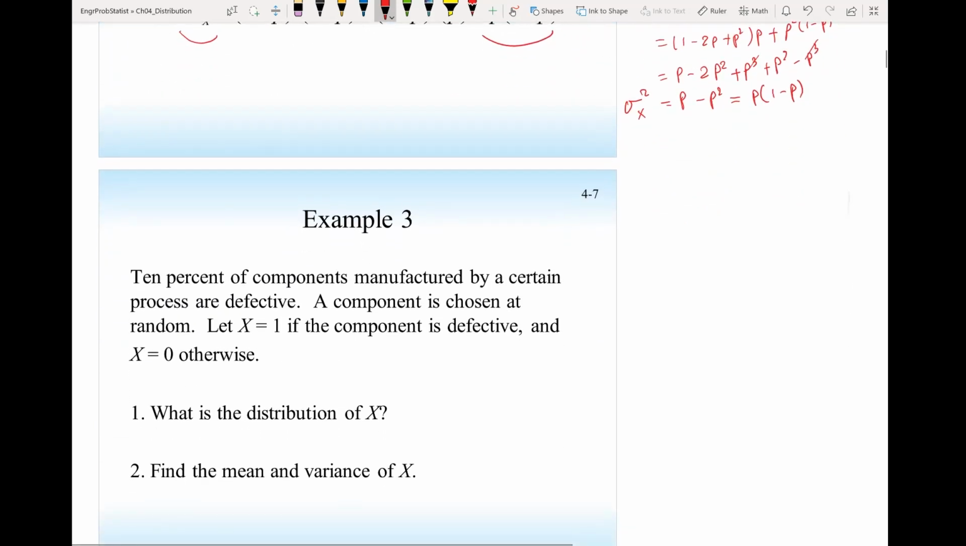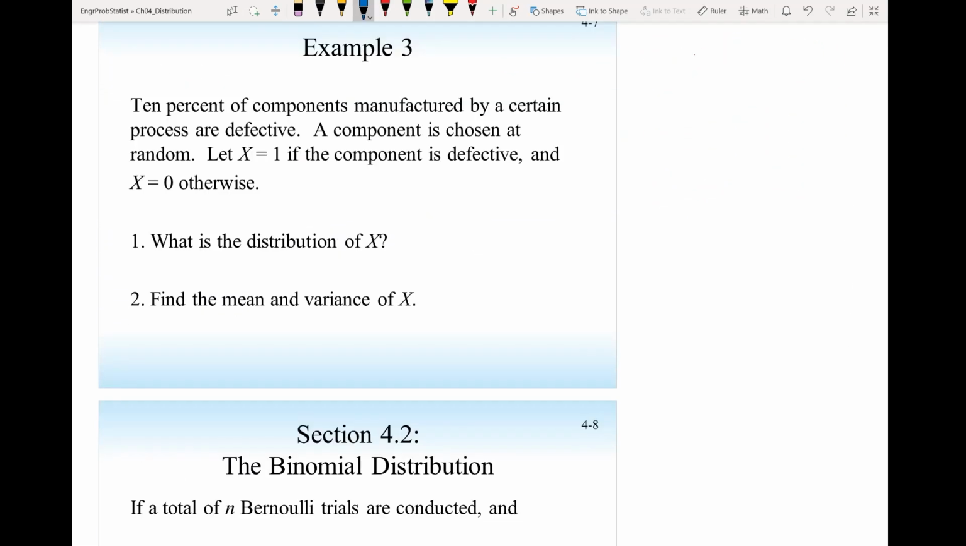Okay, let's look at this example. 10% of components manufactured by a certain process are defective. So p equals 0.1, where x is defective. A component is chosen at random, let x equal 1 if the component is defective and x equals 0 otherwise.